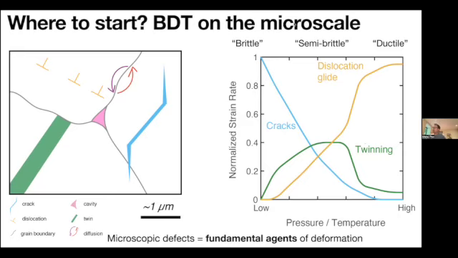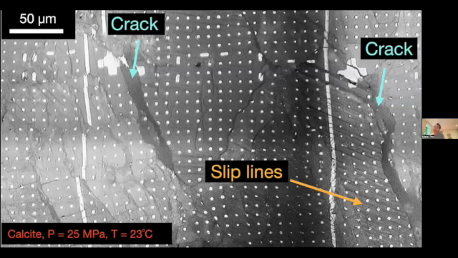Any behavior which has a combination of these brittle defects and these ductile defects accommodating the deformation together is typically called semi-brittle deformation. And it's a very common mode of deformation that is seen in many rocks. So this is an example from a deformed marble that was deformed at 25 megapascals confining pressure and 23 degrees C. 25 MPa confining pressure corresponds roughly to about a kilometer depth.